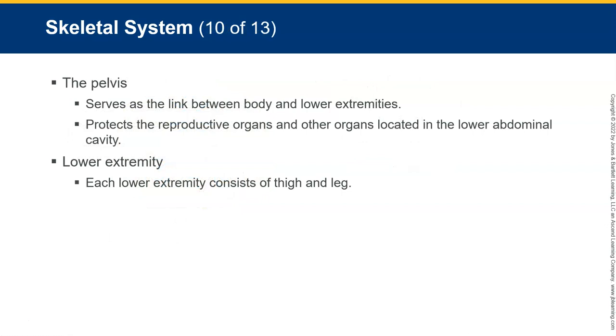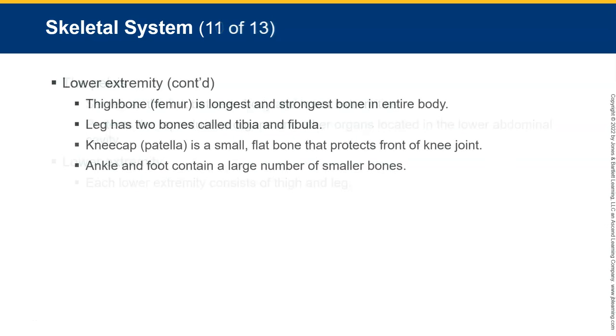Then we move on down, inferior, right? Superior top, inferior low. Pelvis serves as a link between the body and the lower extremities. It also protects the reproductive organs and other organs located in the lower abdominal cavity. And then a lower extremity, so each lower extremity consists of the thigh and the leg.